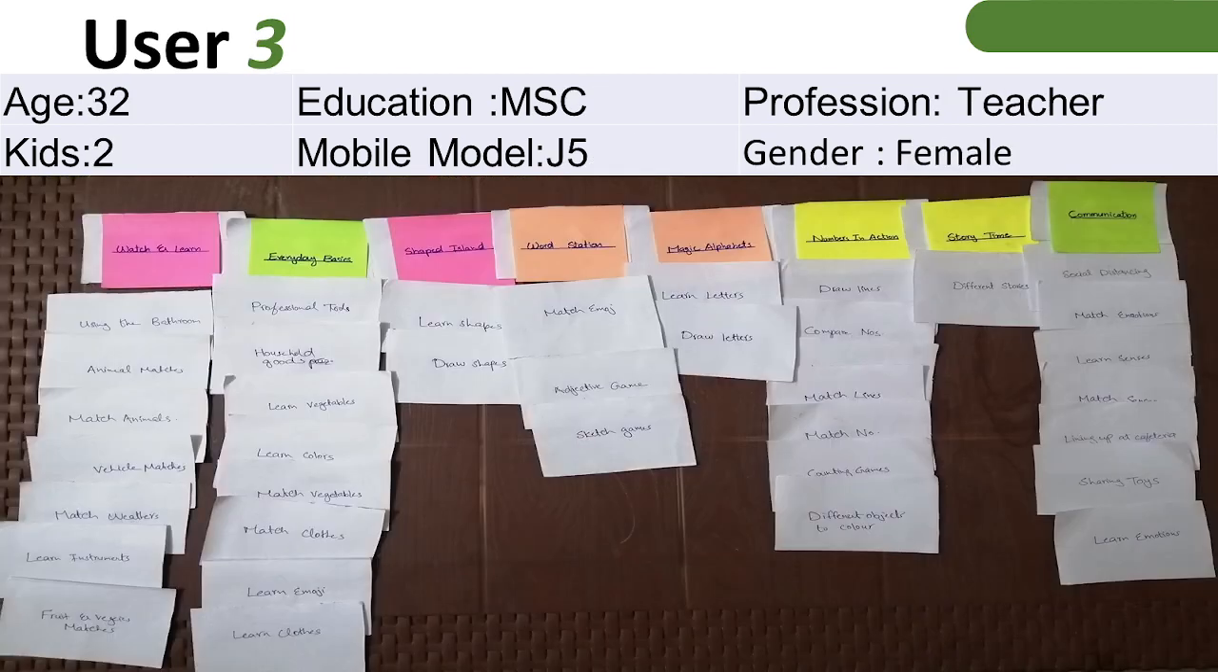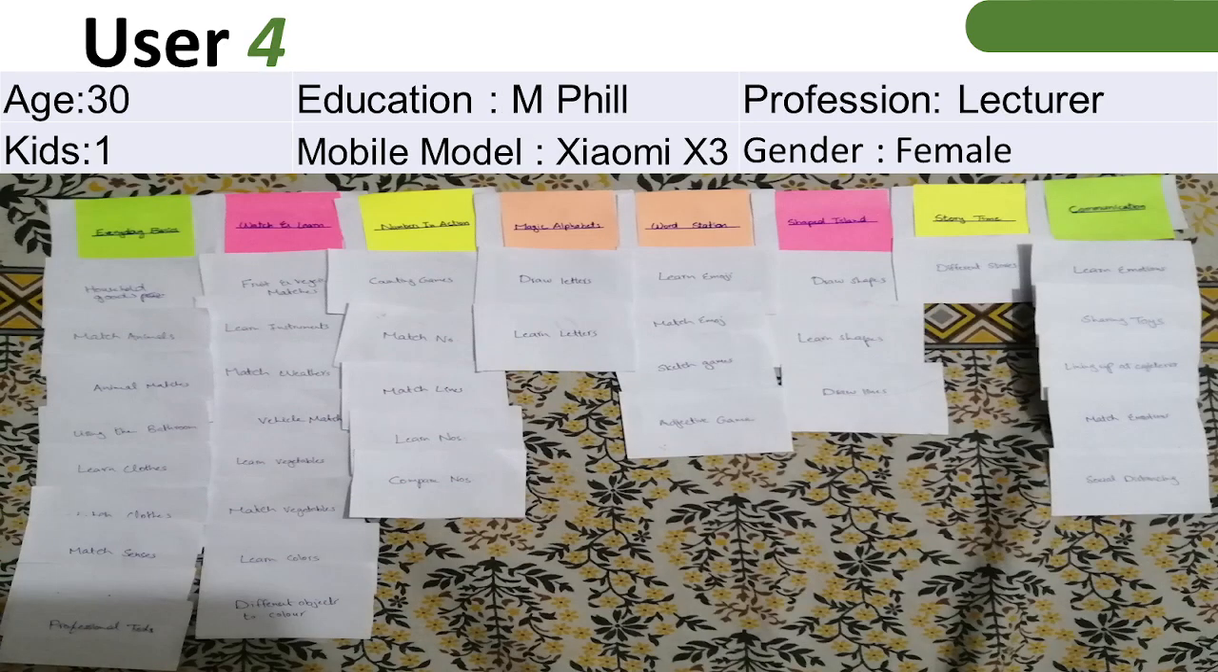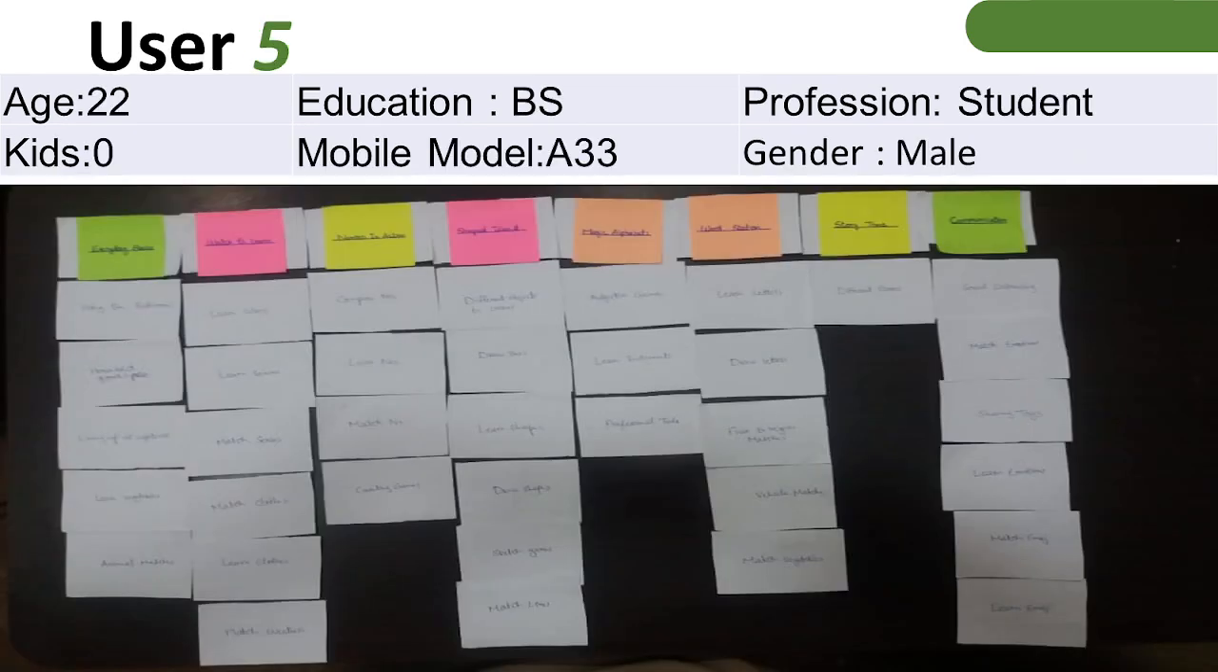And next we have the user 3 card sorting results. You can see his demography and his information about the card sorting, and that is the final interface sorted by her. And in this way there is user number 4, with the results of her card sorting, you can see that. And there is user number 5, who was again a student aged 22, and that was the card sorting done by him.